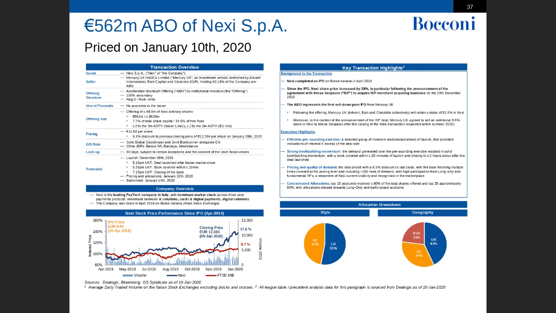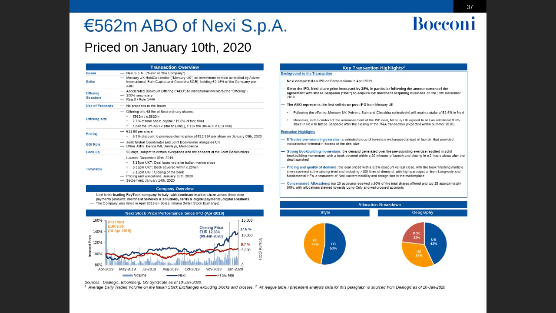Which means they decided to go again with an offering structure that was 100% secondary. So they sold the shares already existing. We went Regulation S in Europe and 144A for the US, with no proceeds to the issuer because Nexi didn't need money. All this money went to the selling shareholders. And remember, we sold in the IPO the shares to the market at €9 per share. Now the pricing is €11.60 per share, with a 6.3% discount to the previous closing price.